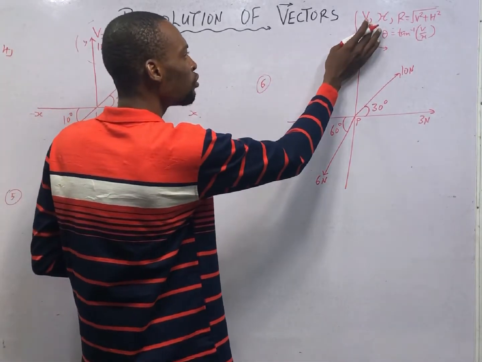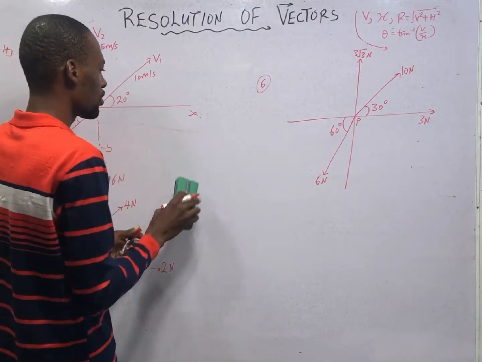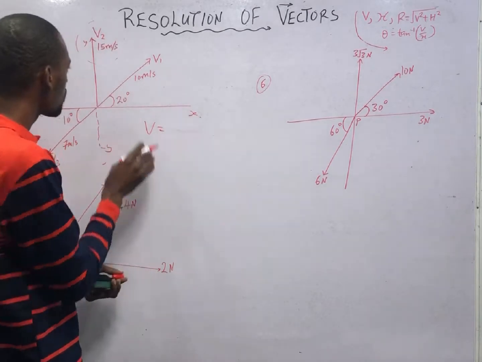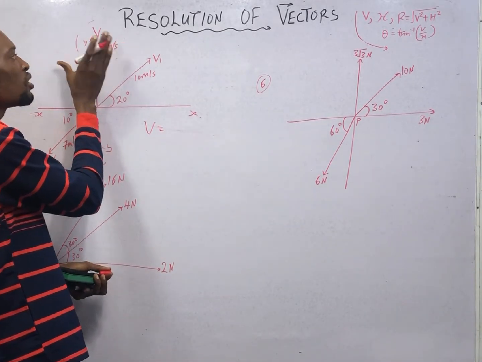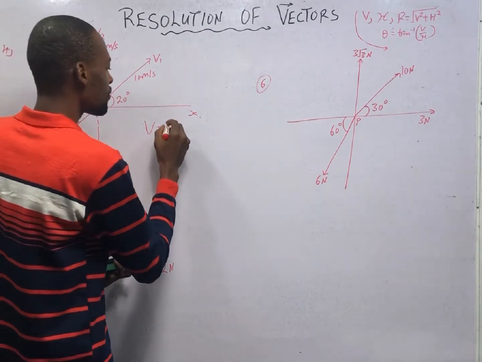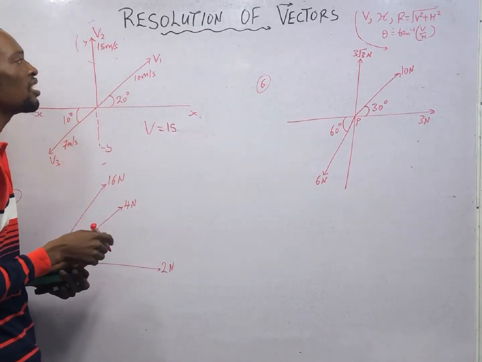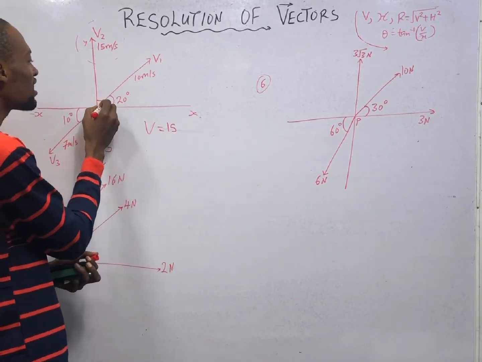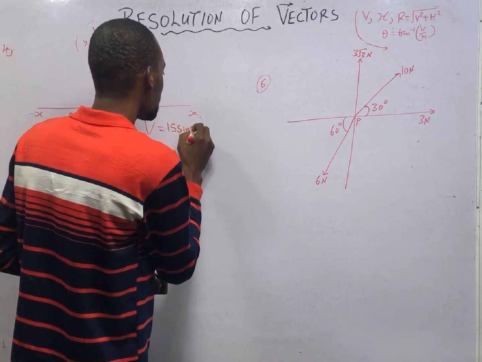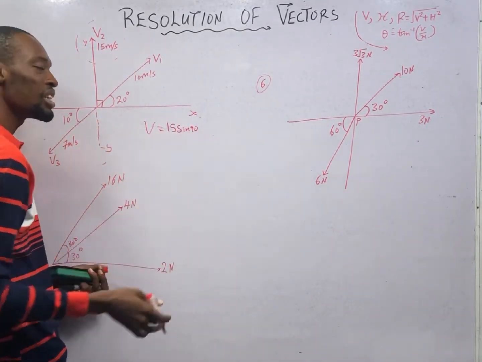As usual, we look for the vertical component. V is equal to, this velocity is going up 15 meters per second, V2. So that is 15 meters per second. Or since it's at 90 degrees, you can say it is at 90 degrees to this. So you can say 15 sine 90 degrees, since it is at 90 degrees to the vertical. Or you leave it that way.